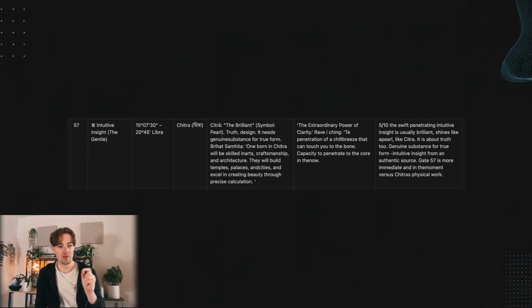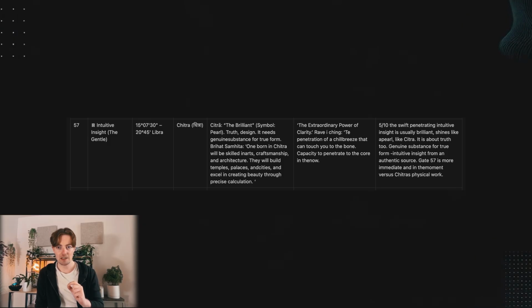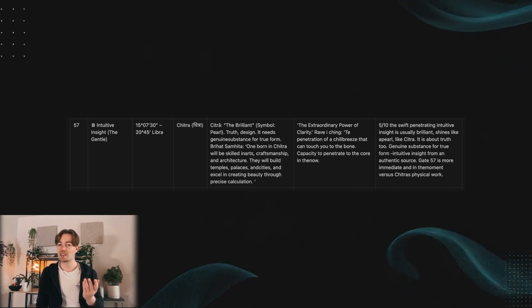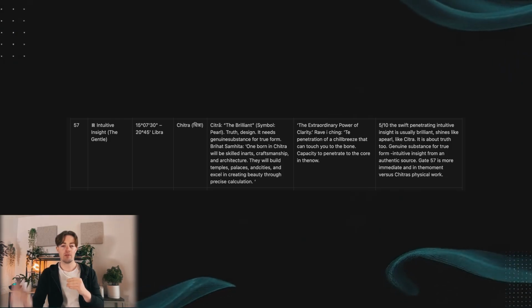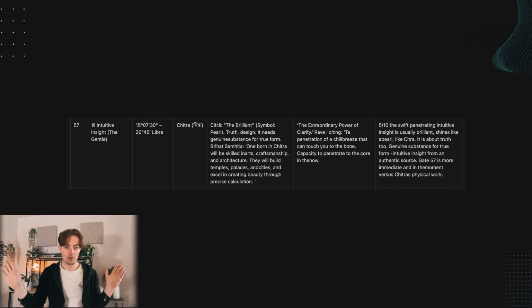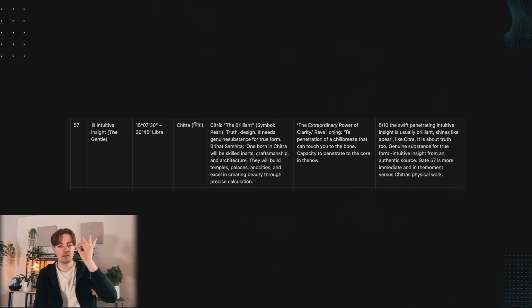So for the notes for the gate of the gentle, the extraordinary power of clarity. From the Ravi Ching, it's the penetration of a chill breeze that can touch you to the bone, capacity to penetrate to the core of the now. So what this is getting at is this gate of intuitive insight. It's this archetype of something just hits you. Not logical, shower thought, instant insight, like a breeze. No quality or weight to it. It's like, boom, intuitive insight.